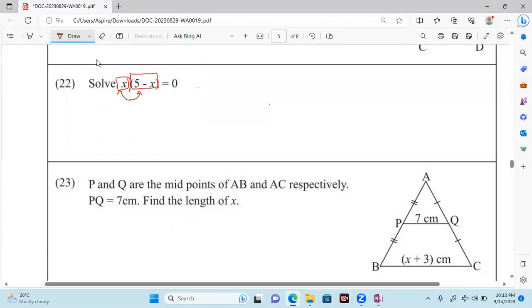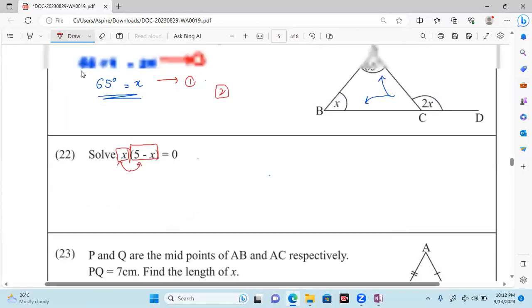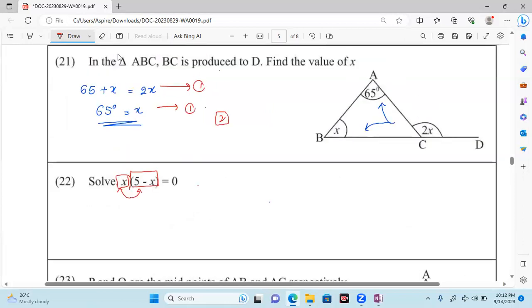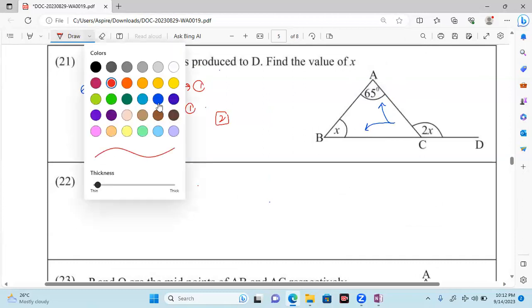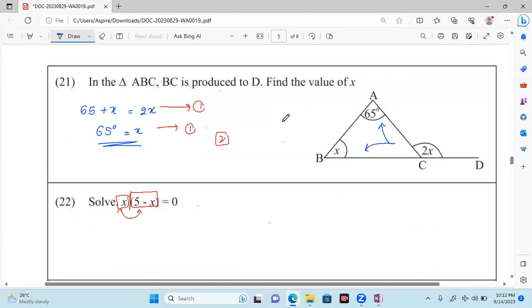Teacher, can you put the previous question? Okay, Krishna. Is it 21 only? Yes, teacher.